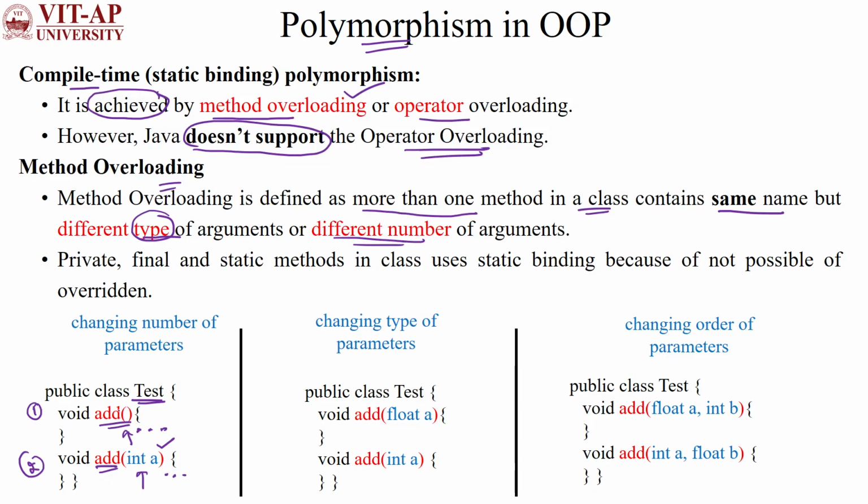So here the method name is similar, but it is different with respect to the number of arguments. All right, so that's the scenario we are having here.